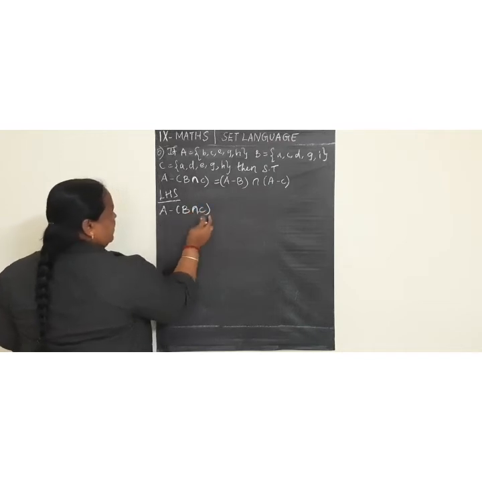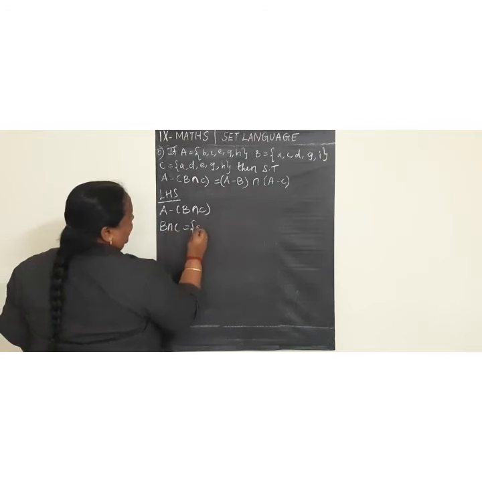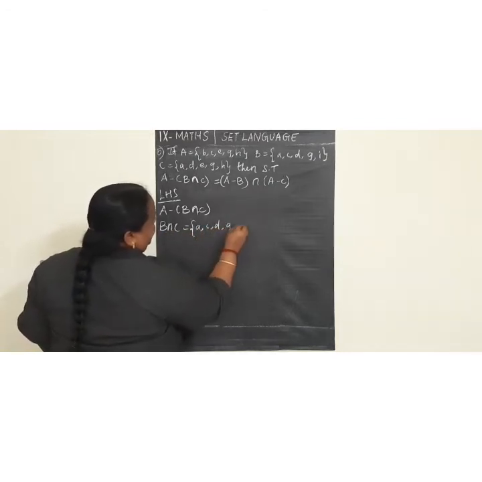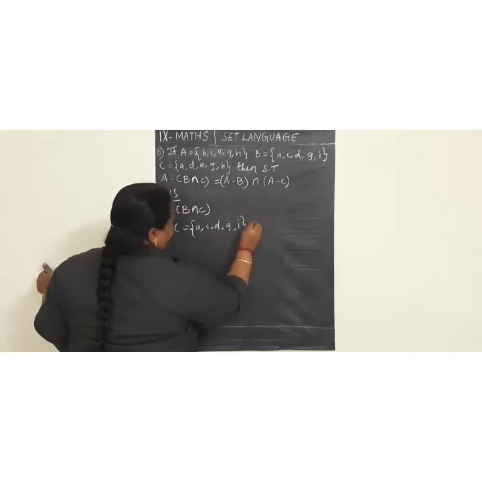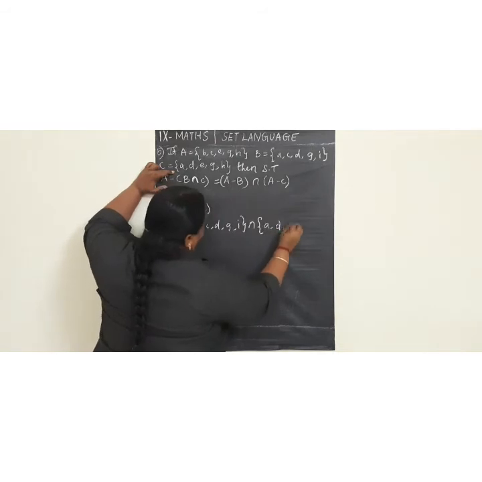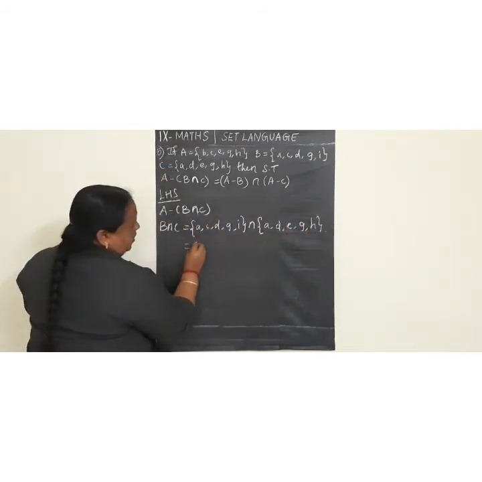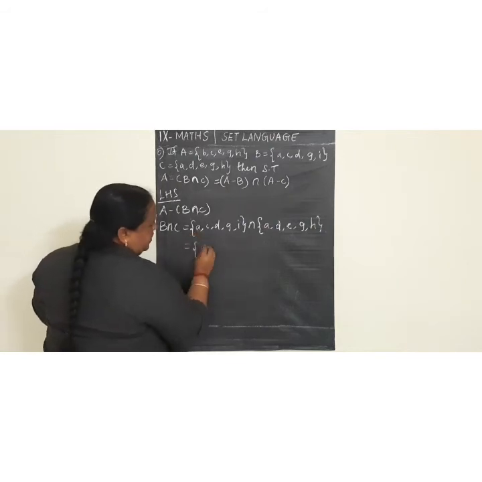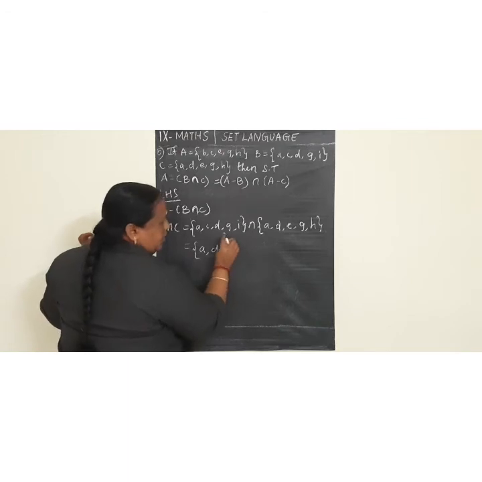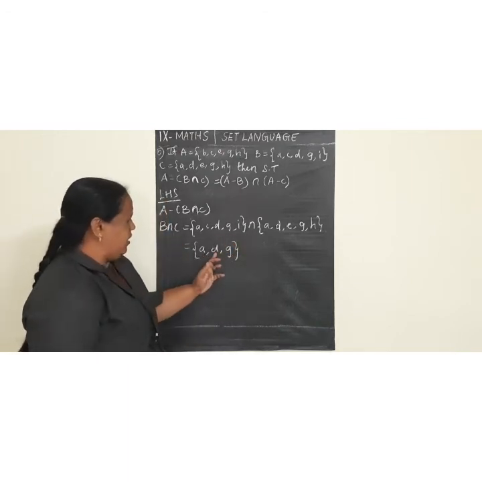First we have to find B intersection C. B intersection C is equal to first we write the set B, {A, C, D, G, I}, intersection set C, {A, D, E, G, H}. Intersection means we have to write the common elements. The elements A, D, G are common. So B intersection C is equal to A, D, G.